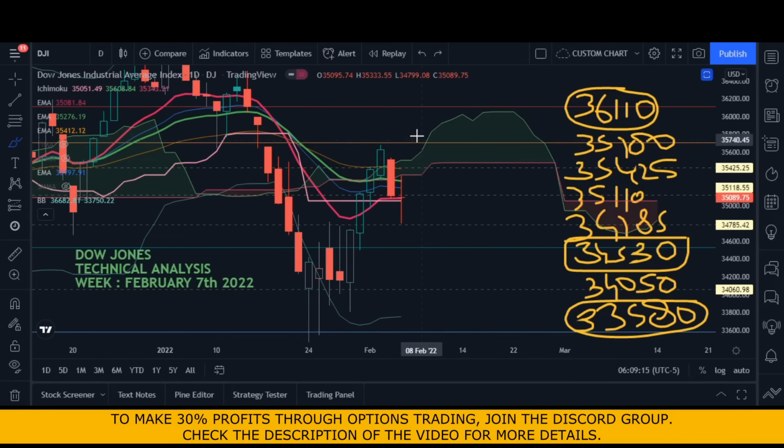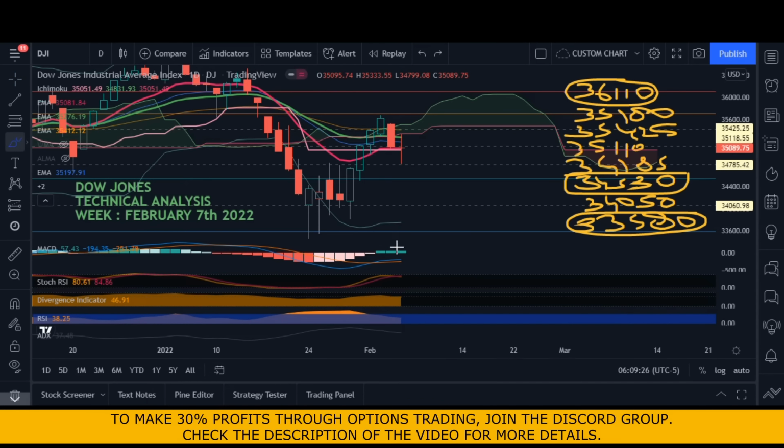Now comes the Ichimoku. Because the market has closed below the Ichimoku, the market is clearly bearish. Now comes some other technical indicators. If you look into the MACD, it is directionally bullish. MACD is moving average convergence divergence, and because there is very little divergence, and this little divergence is acceptable, it means that yes, chances are the market may further move up.